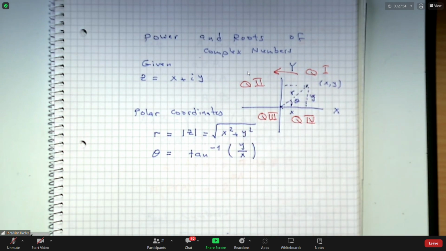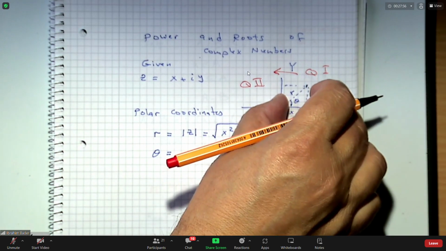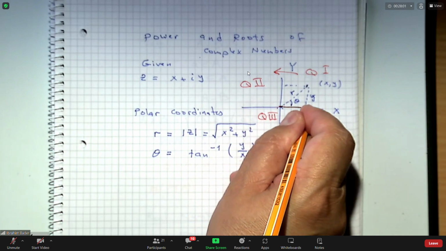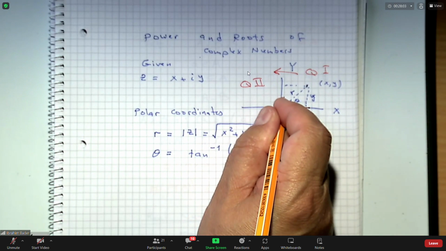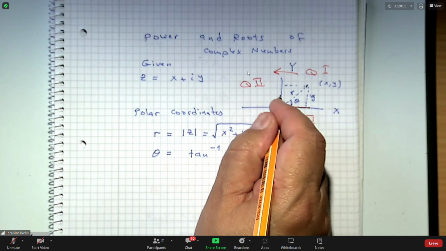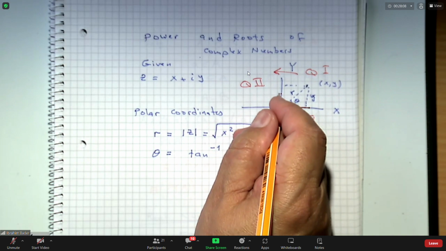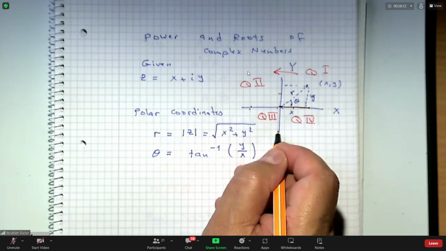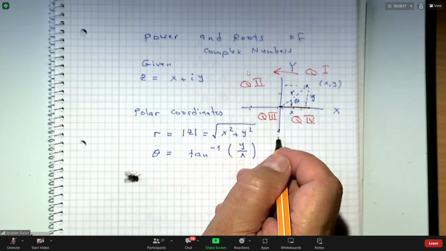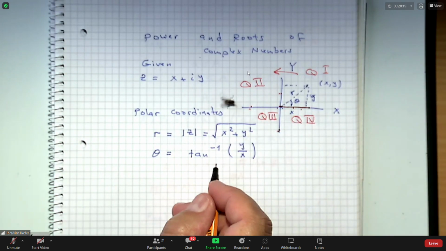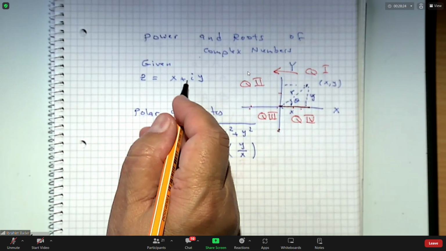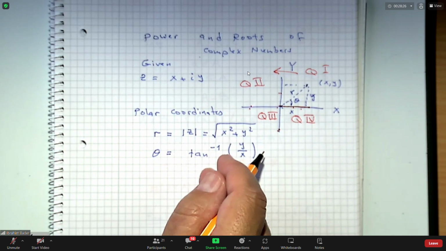And we said that in the first quadrant, if we assume we start at the positive x-axis and go counterclockwise, the angle goes from 0 to 90 degrees. From 90 degrees to 180 is the second quadrant, from 180 to 270 the third, and from 270 to 360 or 0 is the fourth quadrant. So here you have to be careful, especially in these two quadrants, because if you have X and Y with different signs, then you end up with the same amount here.